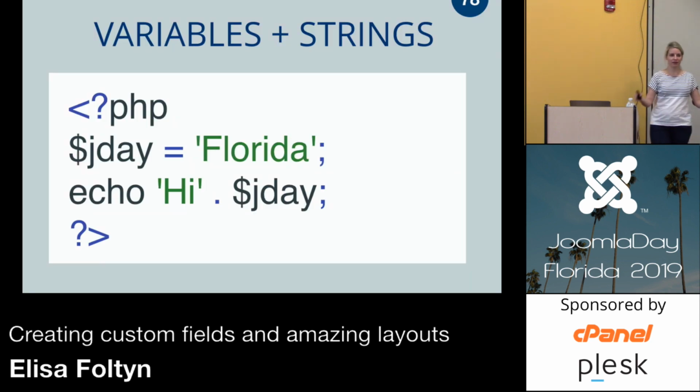You can mix a string and a variable. You do it like that. You have a variable, JoomlaDay is Florida, and I echo hi. That was like the first example. I connect it with a dot and add the variable, and that's Florida. Okay?